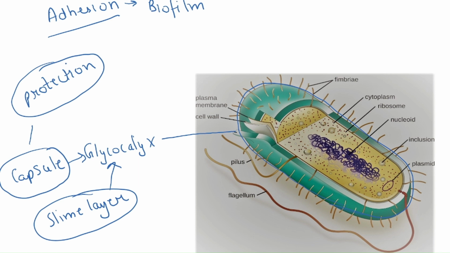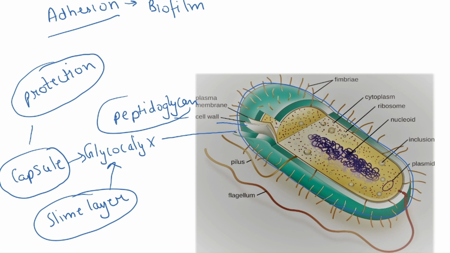Now let's talk about the cell wall. This is the cell wall. The cell wall contains a coating of peptidoglycan. This peptidoglycan provides strength and rigidity. So the cell wall provides structural support and protection to the cell.